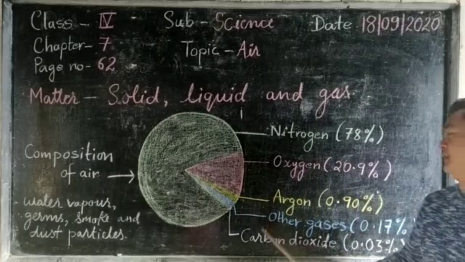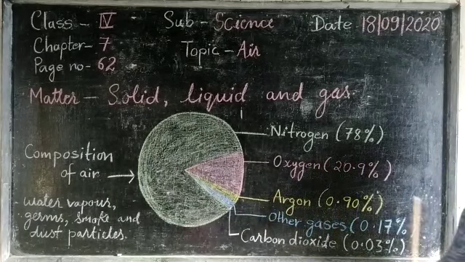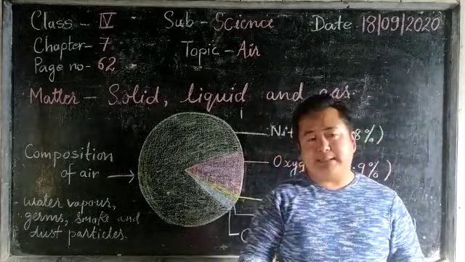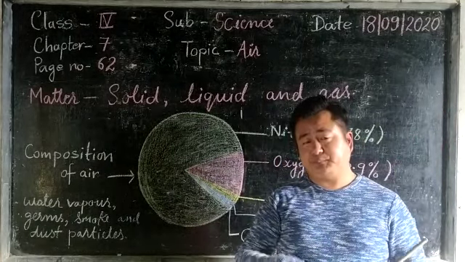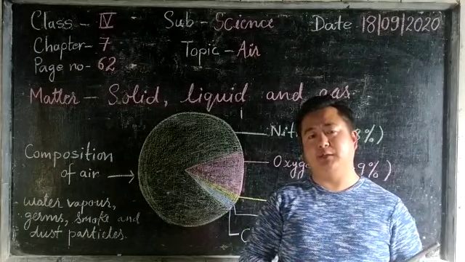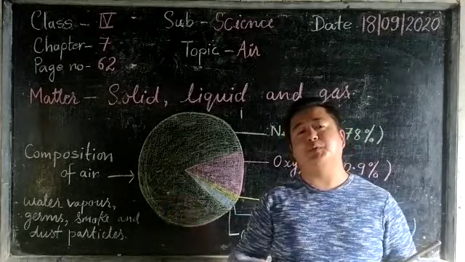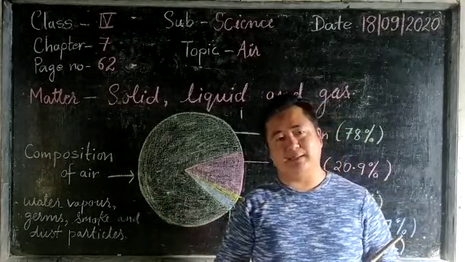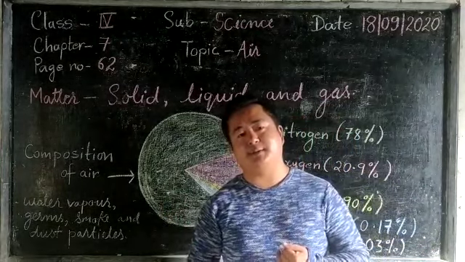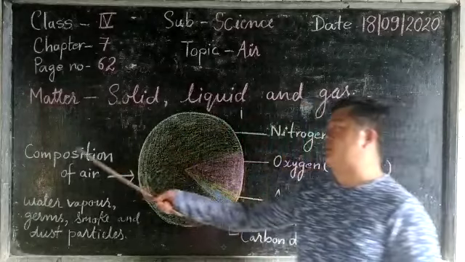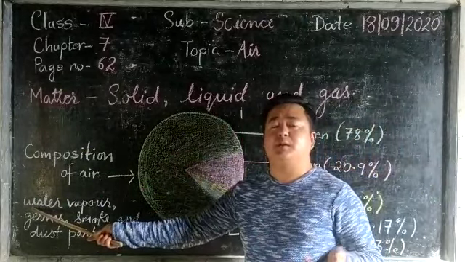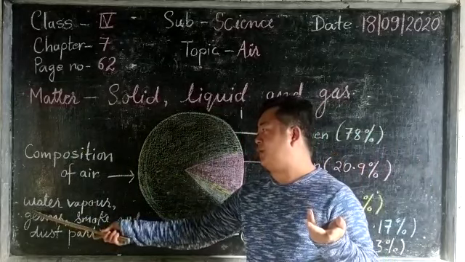And we know the importance of carbon dioxide. Carbon dioxide is very important for the plants in order to make food. It is used in the process of photosynthesis, through which oxygen is also released, which is also very important for us.